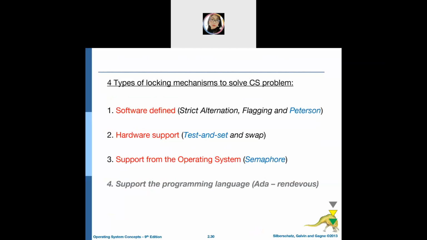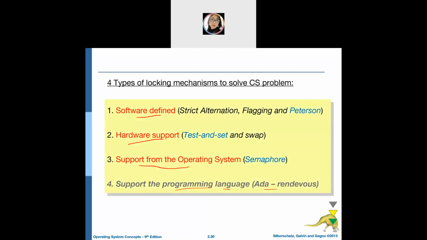Okay, you can see here, there are four types of locking mechanism, which are software-defined, hardware support, support from the operating system, and lastly support from the programming language. You can see here all these four, but I think we just touch on several mechanisms only, not in depth.